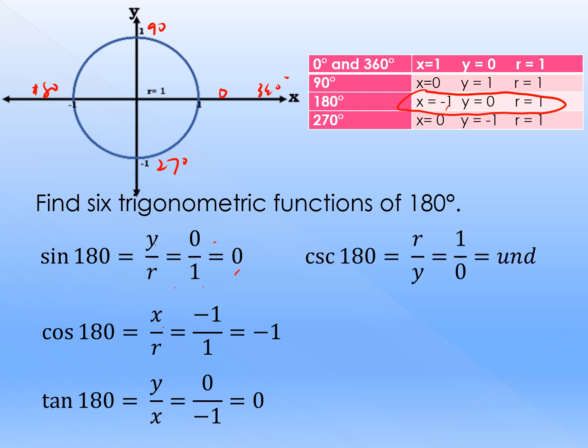Now let's find cosecant 180. For cosecant 180, we're just simply using r over y. So instead of writing r, we're going to write 1. Instead of writing y, we're going to write 0.